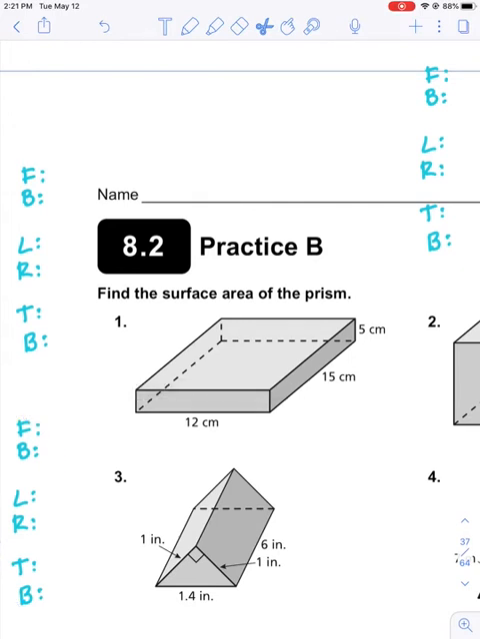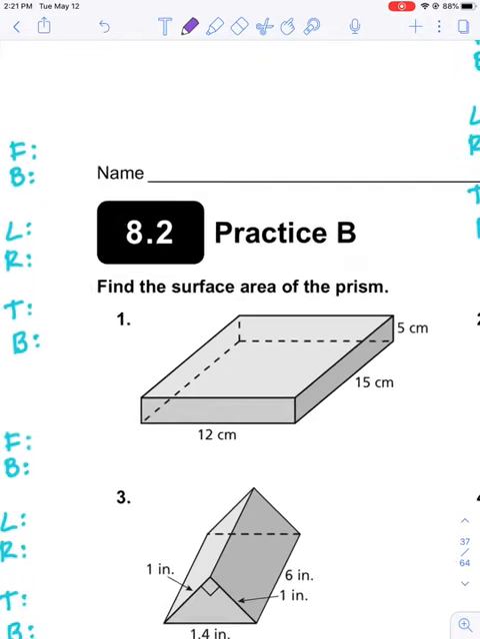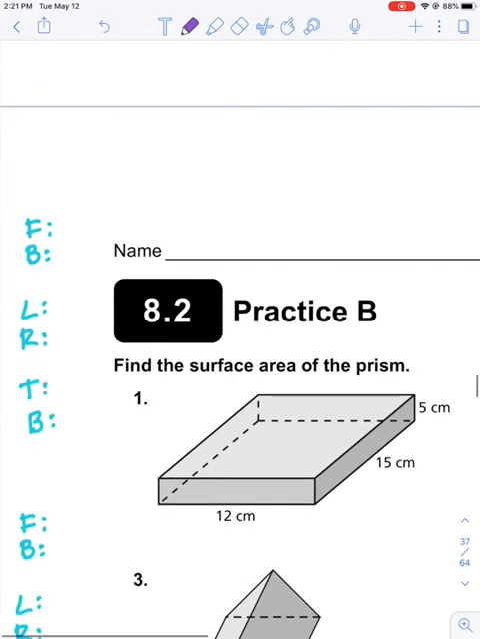For a rectangular prism, I can assume that all of these sides are going to be paired up and they're going to be equal to each other. For a triangular prism, I cannot assume that. It will not be the case for a triangular prism in general. Sometimes it works, but it's not an assumption we can make. So let's start with problem 1. Pause the video, find the surface area for problem 1, unpause when you're ready to go over it.